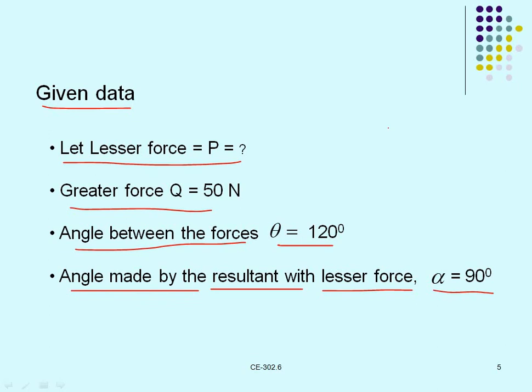So in this you can see Q is 50 and the force P is unknown, and theta is 120 degrees and alpha is 90 degrees. So P, the lesser force, is how much?